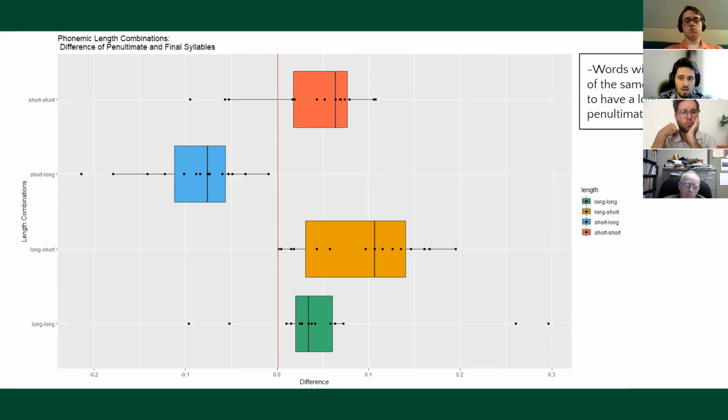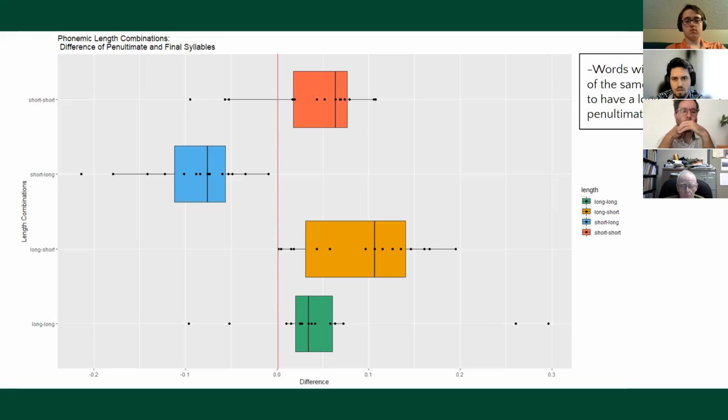This difference shows us that for any word type, any positive value here tells us that the word's penultimate vowel is longer in duration than the final. So looking at the long-short word type, this is just an example, we could expect a short vowel's duration subtracted from the long vowel's duration to result in a positive value. We would expect this. And due to this fact, this figure suggests that words with syllables of the same phonemic length can have longer penultimate vowel durations, at least in this study alone.